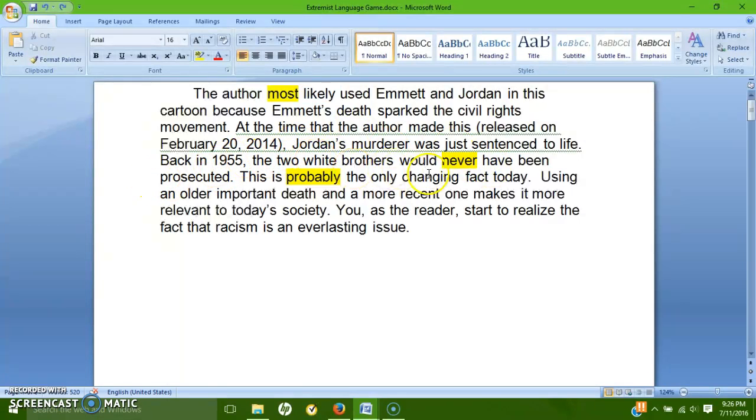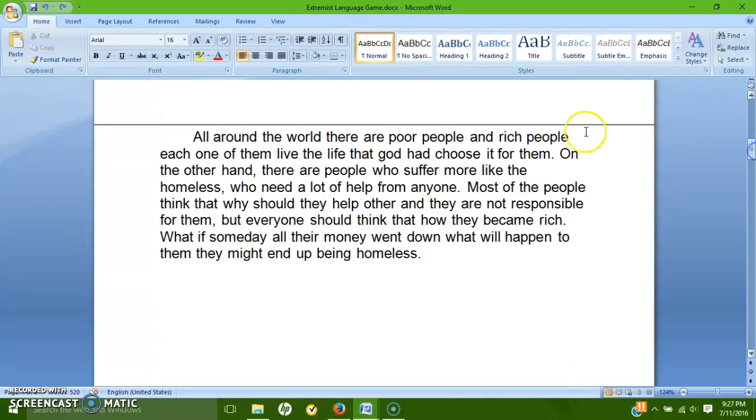Back in 1955, two white brothers would never have been prosecuted. Okay, so this I take big issue with for obvious reasons. None of you were around in 1955, at least not well enough or old enough that you could have understood the legal system or could have even judged that they would or would not have been prosecuted. Okay, so this is a case where you would just substitute that for back in 1955, the two white brothers most likely would not have been prosecuted. Okay, so I hope that's clear.